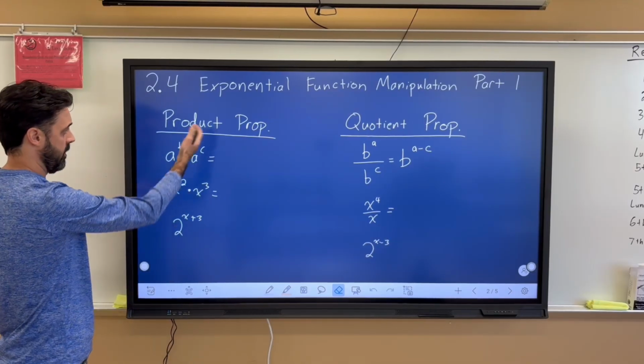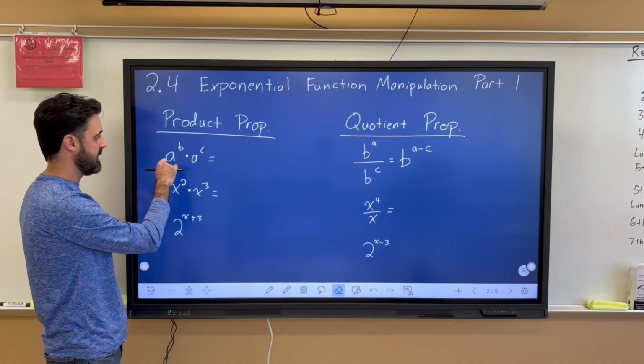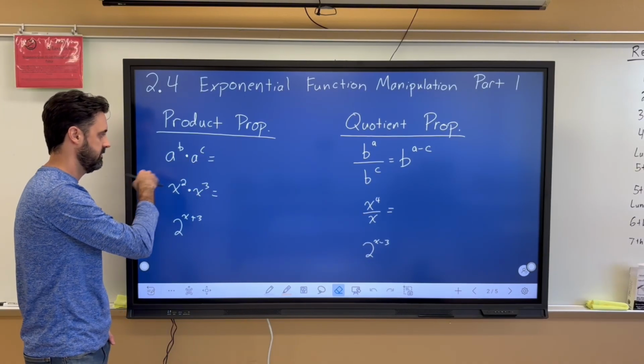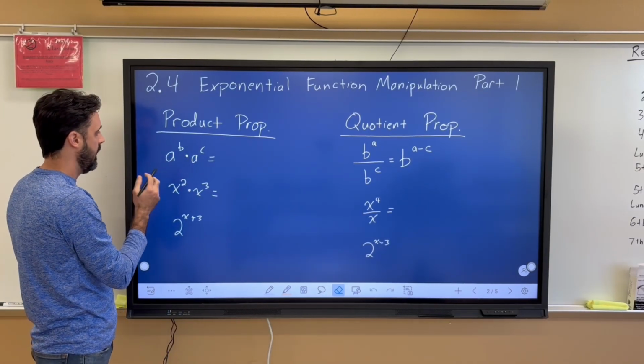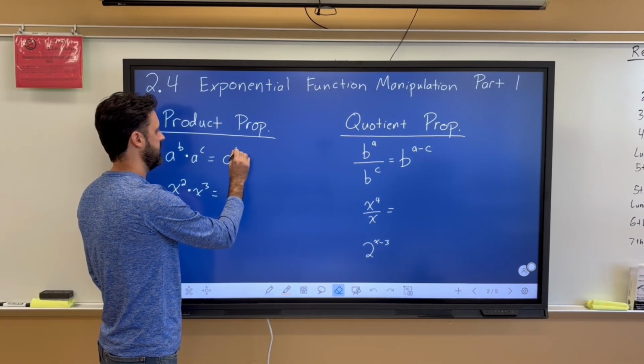So we're going to start with what's called the product property. And it says this: if you're multiplying two things that have the same base, it could be a number, it could be an x, or any other variable. But if you multiply two things that have the same base, all you have to do is add their exponents together.